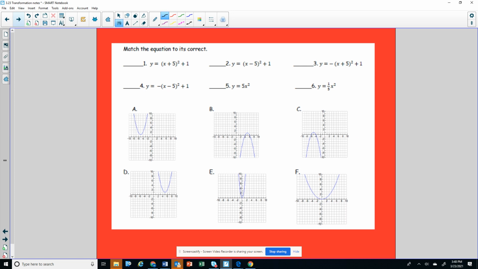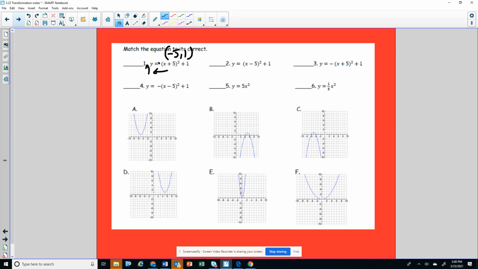So here we go. We have y equals (x plus 5) squared plus 1. So I know this graph shifted 5 units to the left and it went up 1. Or I can say the vertex is -5, comma 1, and we know it's positive right here, so it's going to open upward. So let's see which graph has a vertex of -5, comma 1 and opens upward.